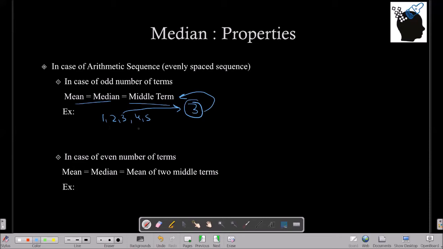And in case of an arithmetic sequence with an even number of terms, mean and median will again be the same and will be equal to the mean of the middle two terms. Let's take an example. So 1, 2, 3, 4, 5, 6 is the set, which is an arithmetic sequence because the numbers are evenly spaced, and the mean and the median will be nothing but the mean of the middle two terms, which is 3 plus 4 by 2 or 3.5. Let's see more properties.